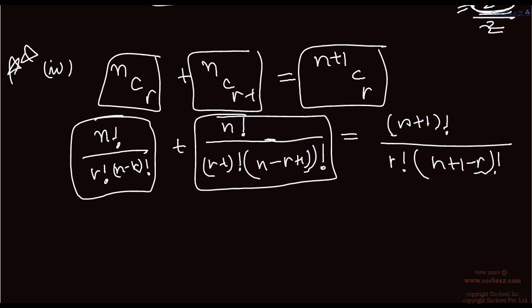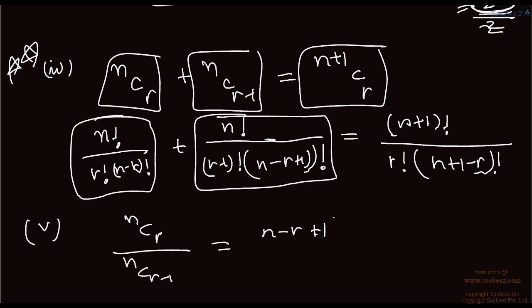But this property is directly used in many questions in JEE. I have also used it. And then you have nCr upon nC(r-1) is equal to, this can also be derived, (n minus r plus 1) upon r. This can also be derived, and this is also used in many questions.